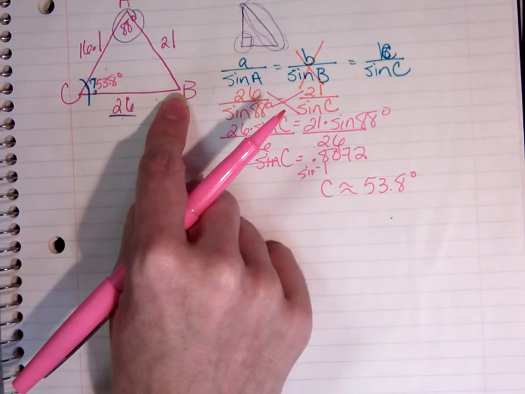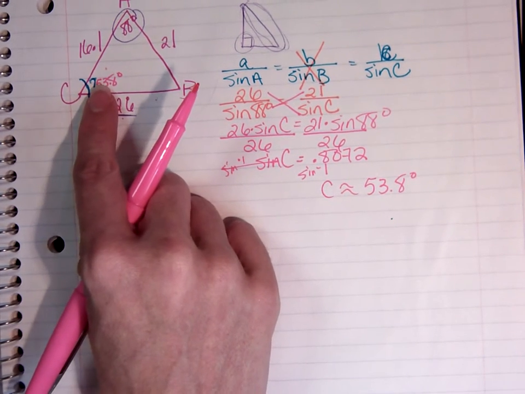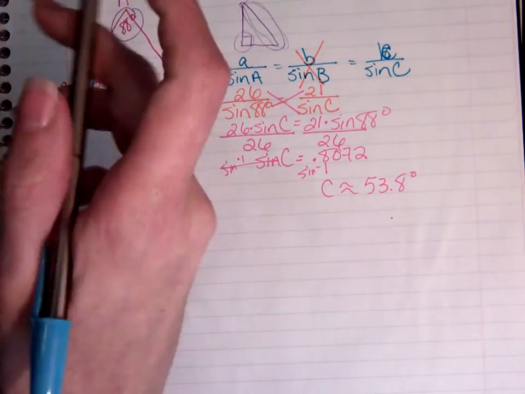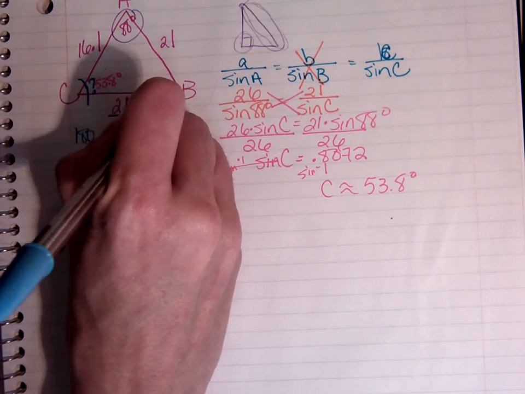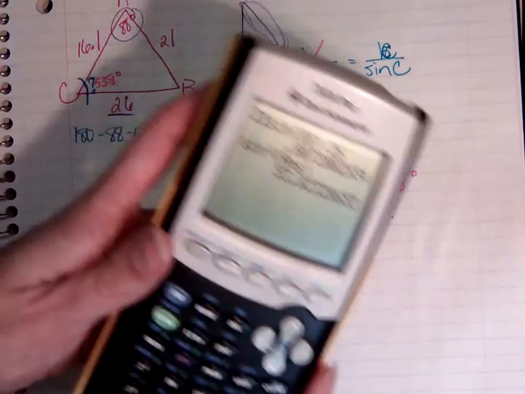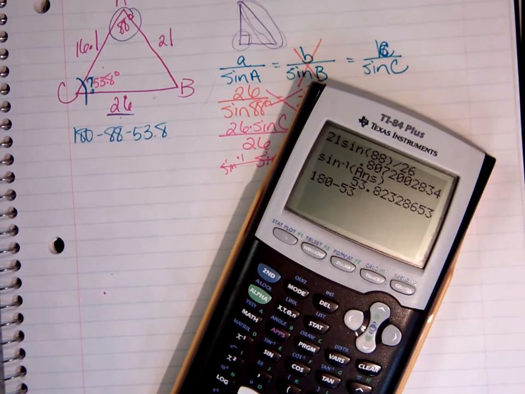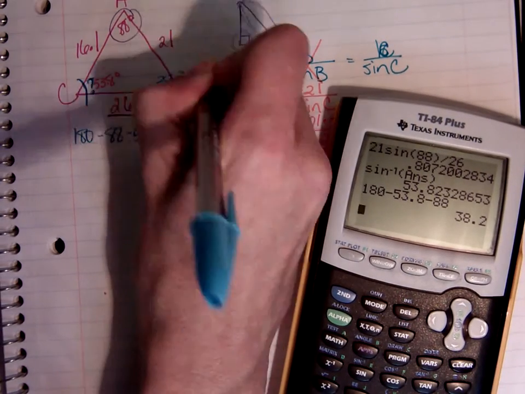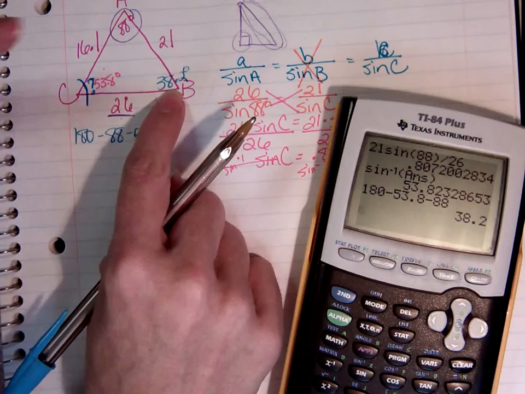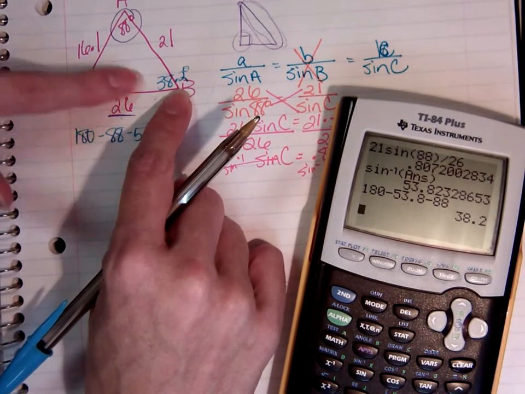What do I know about angle B? Well, angle B better be smaller than 53.8. So we'll just use 180 minus 88 minus 53.8. And we get 38.2, which is in fact smaller still. The smallest angle in the triangle is across from the smallest side.